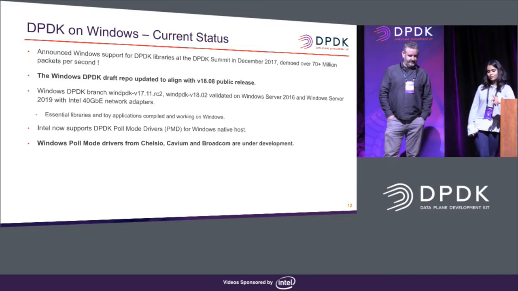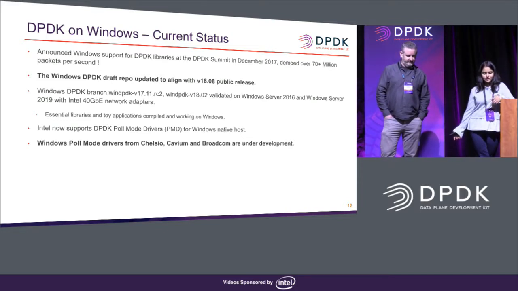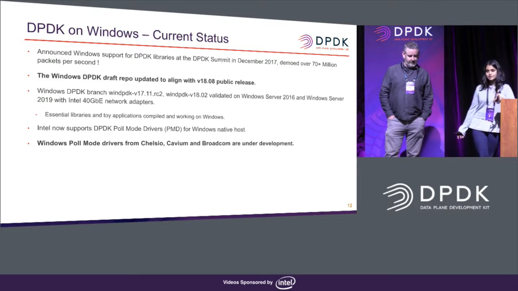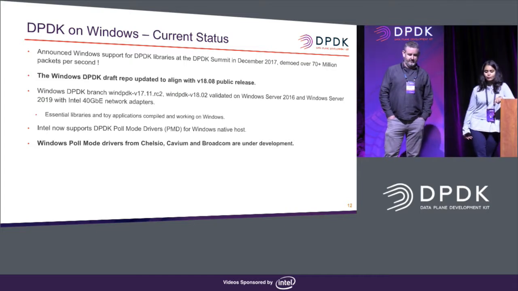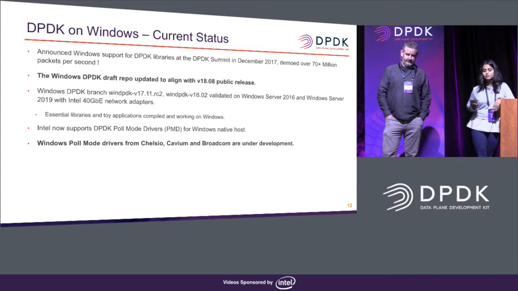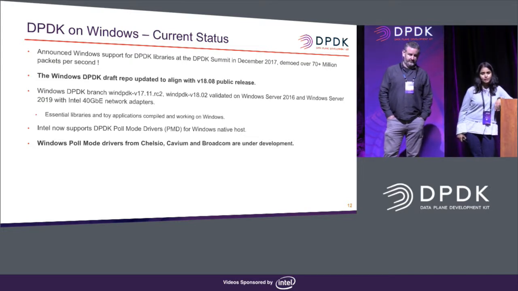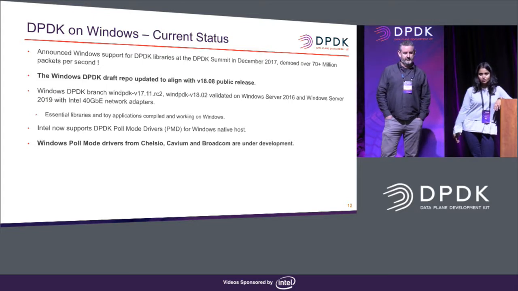All right, this is just to summarize the current status of where we are with DPDK on Windows. So last year, this time at the DPDK Summit, we announced availability of the DPDK draft repository announcing Windows support, and we demoed over 70 million packets per second. Ever since then, the Windows draft repo has been updated to align with the 18.08 public release, and we have the 17.11 branch and the 18.02 branch that is validated with both Windows Server 2016 and Windows Server 2019 with Intel 40 gig network adapters.